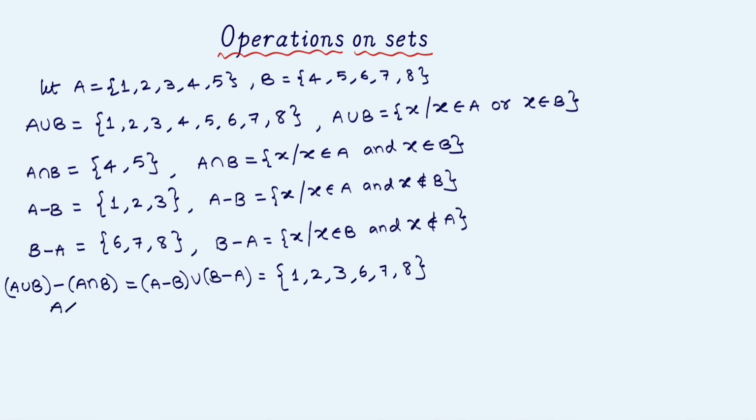This can also be represented as A delta B. This is the symmetric difference of A and B. So this can be written in set builder form in two ways: difference of A union B and A intersection B, or union of A minus B and B minus A. So these are the operations on sets. Hope you understood this topic up to here.